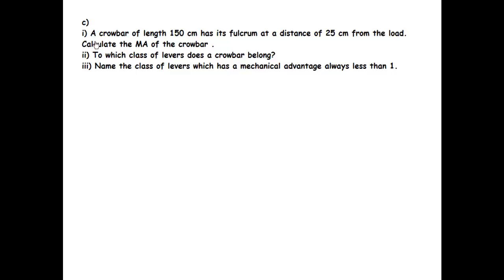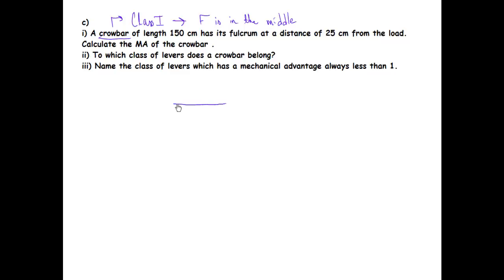Now 10 part C. A crowbar of length 150 centimeters has its fulcrum at a distance of 25 centimeters from the load. Calculate the mechanical advantage of the crowbar. By the way, a crowbar, I'm assuming everybody knows, is a lever of class 1. And if it is a lever of class 1, then the fulcrum is in the middle. When I say middle, I don't mean the midpoint, but somewhere between the load and the effort.